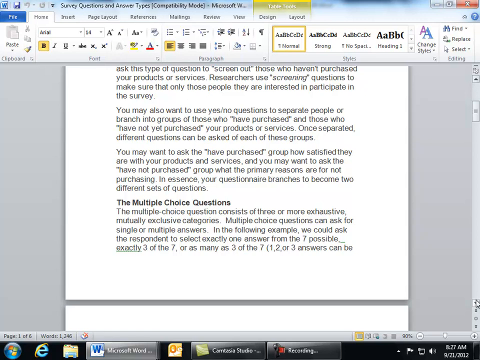Hopefully, if you're selling something like shoes, maybe you have some coupons on hand so that people can try it at an easier advantage. In essence, your questionnaire branches to become two different sets of questions. You're reaching those who have and those who have not. Along the same lines, if you're looking at something political, maybe those who believe and those who don't believe. You're going to branch them out into two different groups.